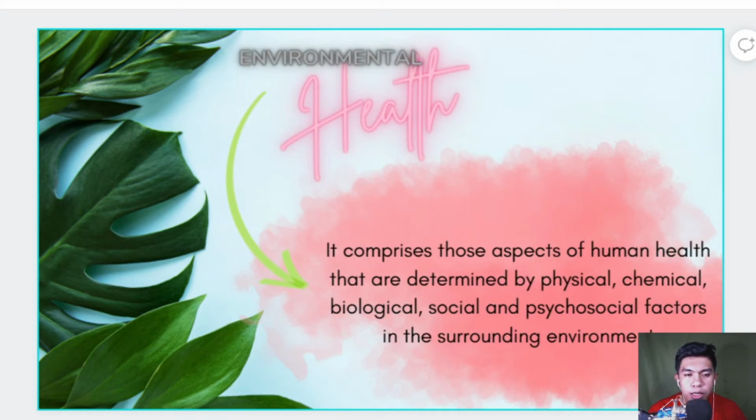Then let's proceed now to environmental health. It comprises those aspects of human health that are determined by physical, chemical, biological, social, and psychosocial factors in the surrounding environment. So community health talks about the people of the community, while environmental health talks about the health of our surrounding or our environment.